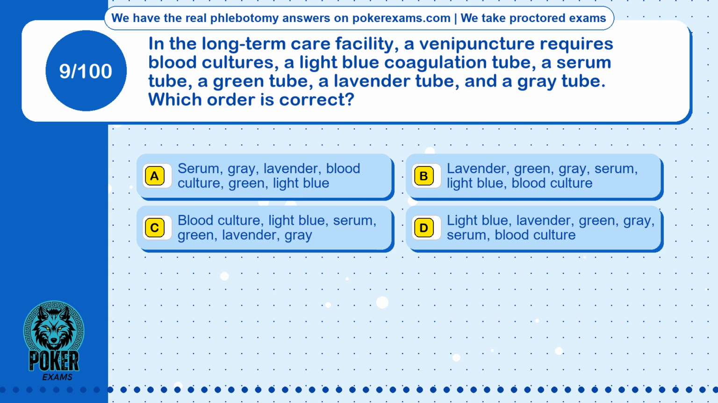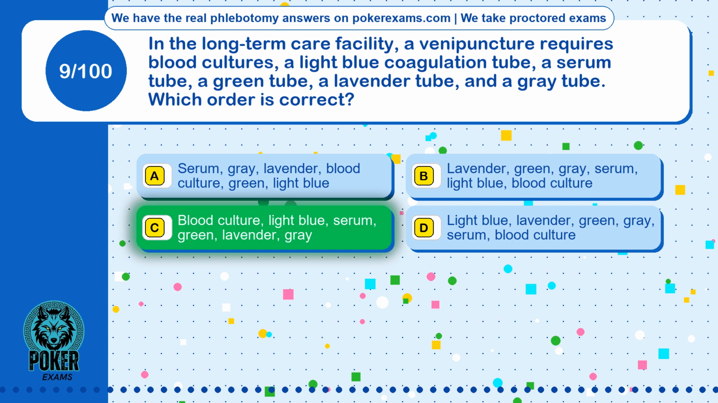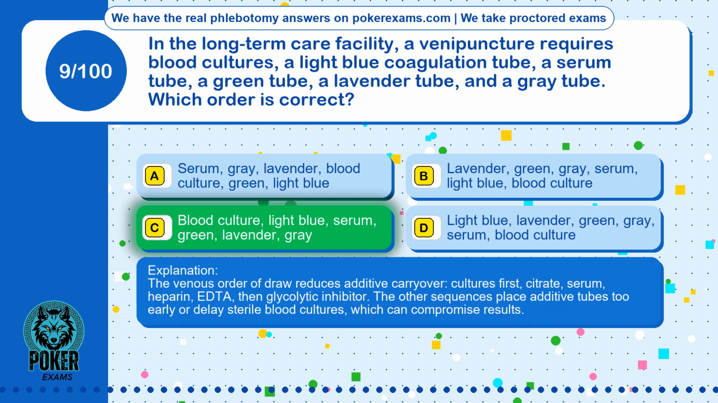Option C, blood culture, light blue, serum, green, lavender, gray. Option D, light blue, lavender, green, gray, serum, blood culture. The correct answer is option C. Blood culture, light blue, serum, green, lavender, gray. The venous order of draw reduces additive carryover: cultures first, citrate, serum, heparin, EDTA, then glycolytic inhibitor. The other sequences place additive tubes too early or delay sterile blood cultures, which can compromise results.